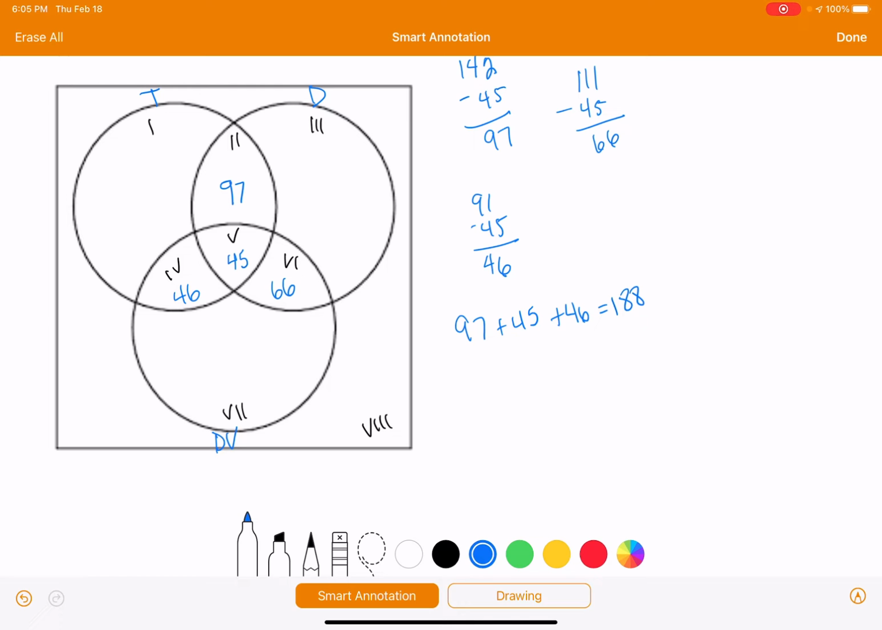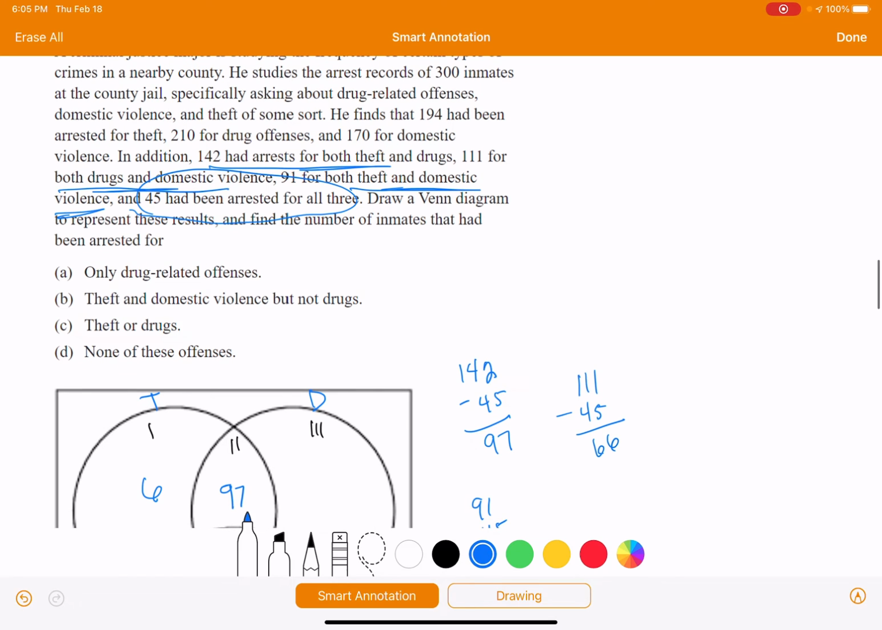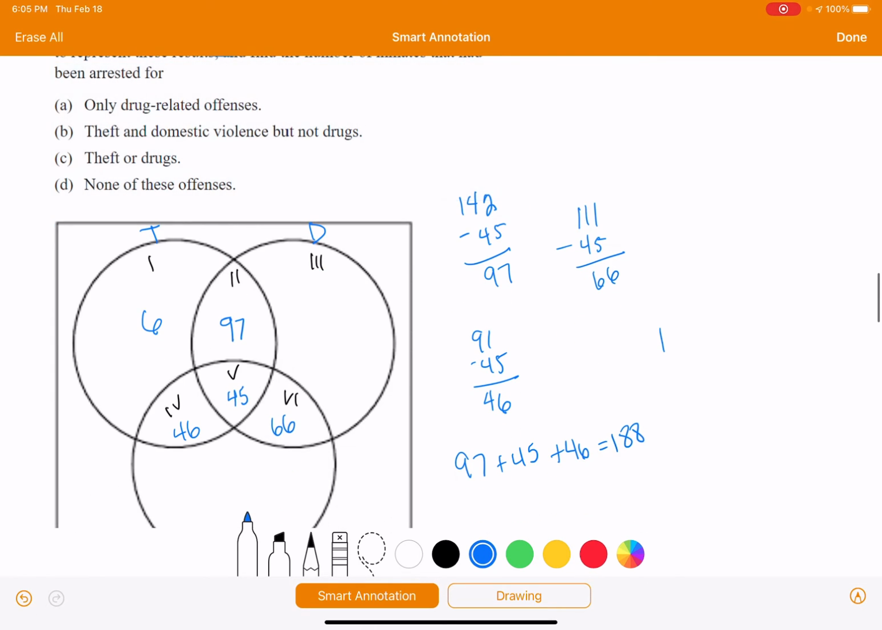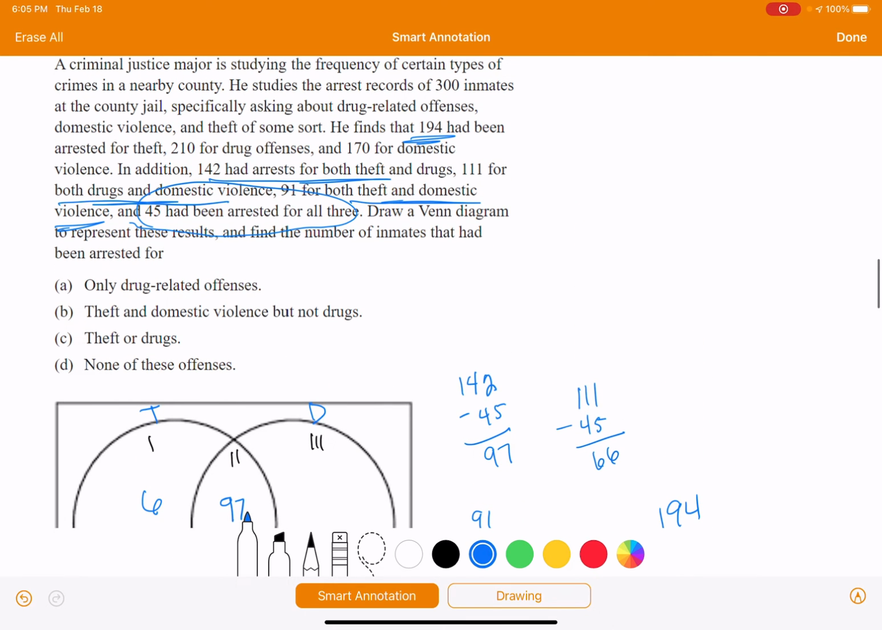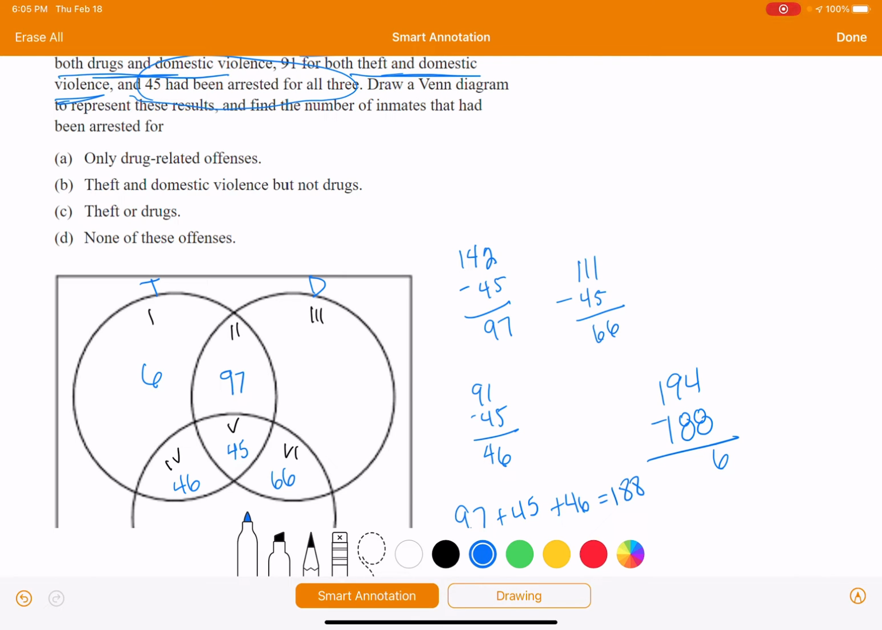And where do we get that 6 from? We are taking the total for theft, 194, minus 188. It's a lot of going back and forth here. I'm looking at my notes, so I'm not changing the screen, but I also need you to know where I'm getting these numbers from. So 194 had been arrested for theft, but remember, we have to subtract that 188 because that was regions 1, 2, and 3. That's where the 188 came from.